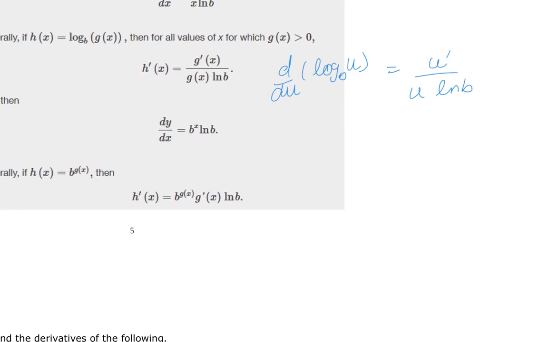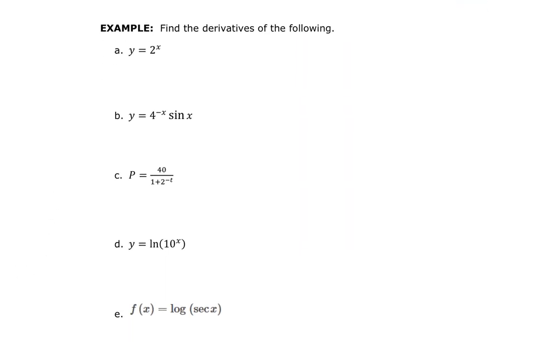And then we talked a little bit about this one. If you have b raised to some function of x, not just x, so you could say d du of b raised to the u is going to be b raised to the u multiplied by u prime multiplied by the natural log of b. Again, make sure that you have these handy as you are practicing, and the more you practice, the better you are going to get at these. Let's do some examples down here.